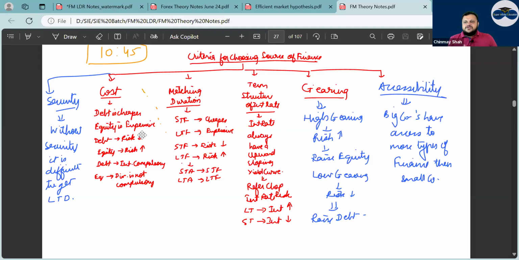Matching duration. If it is short-term finance, it will generally be cheaper. Long-term finance will be expensive. Short-term finance generally is less risky, correct. Long-term finance is generally more risky. Short-term assets should be funded by short-term finances. Long-term assets should be funded by long-term finances. The term structure of interest rates says what? Tell me. Always, when you borrow for a longer term, you will have a higher rate of interest, correct? Long term, more interest; short term, comparatively lower interest, correct? The yield curve is sloping upward, correct?